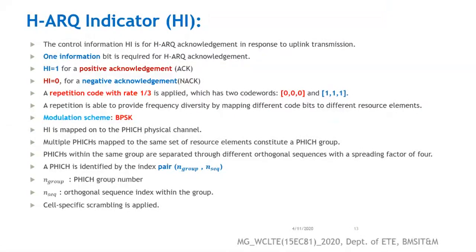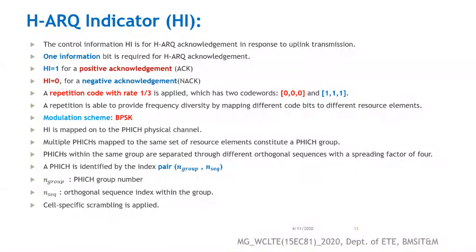And as I said, this hybrid ARQ indicator is mapped onto the physical hybrid ARQ channel. There's a physical channel. So here also we can have multiple physical hybrid ARQ indicator channels mapped to the same set of resource elements that will be called a PHICH group. The PHICHs, physical hybrid ARQ indicator channels, within the same group are separated through different orthogonal sequences with a spreading factor of 4.